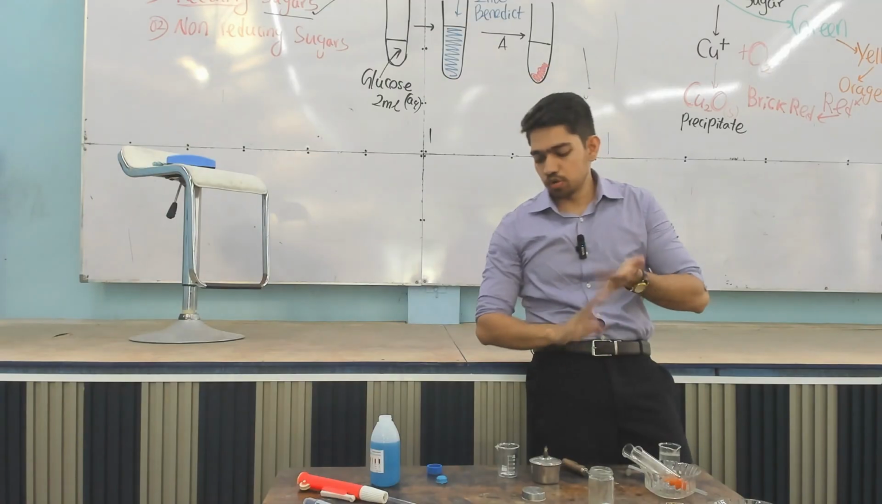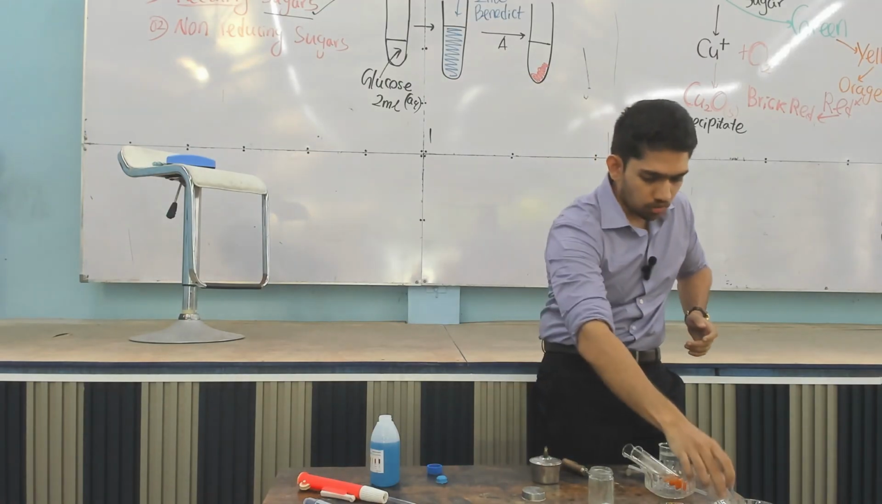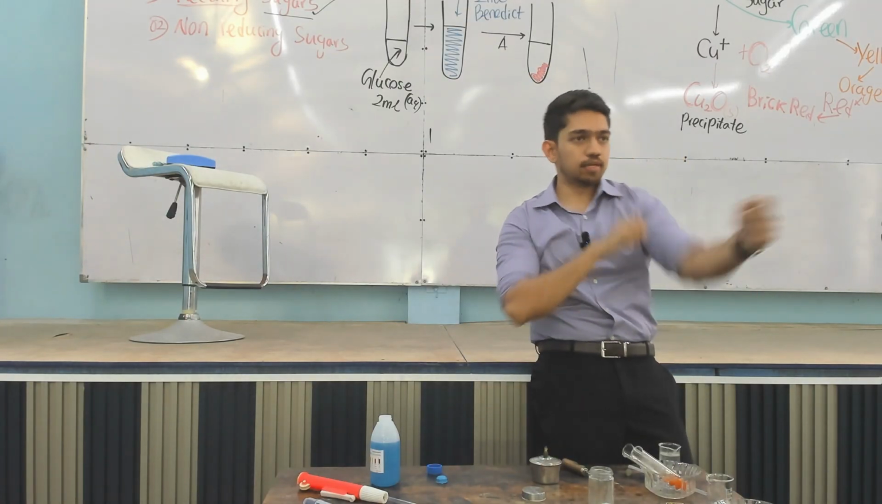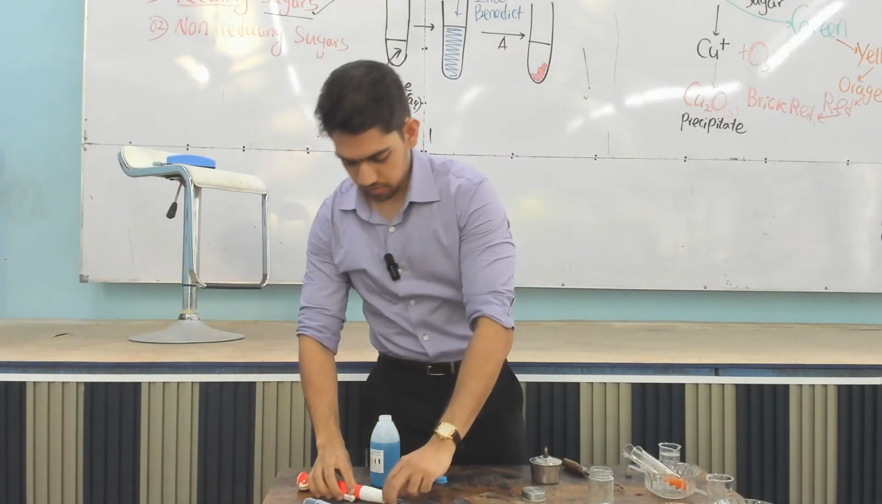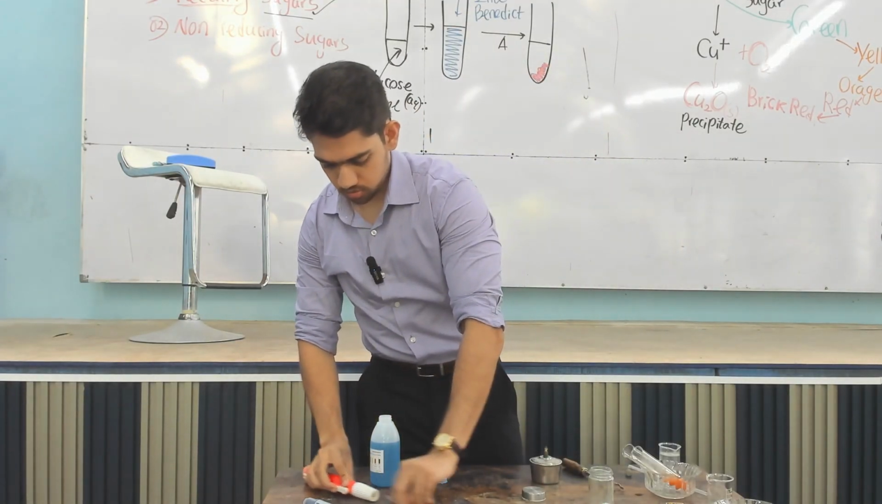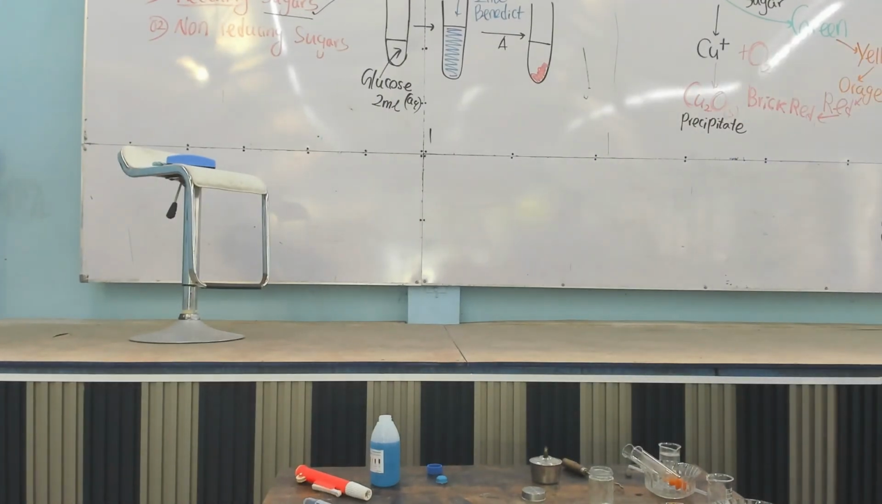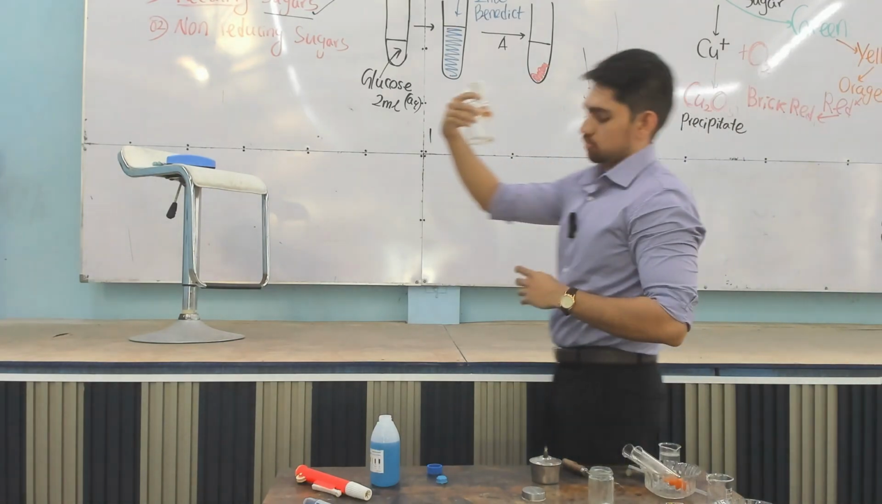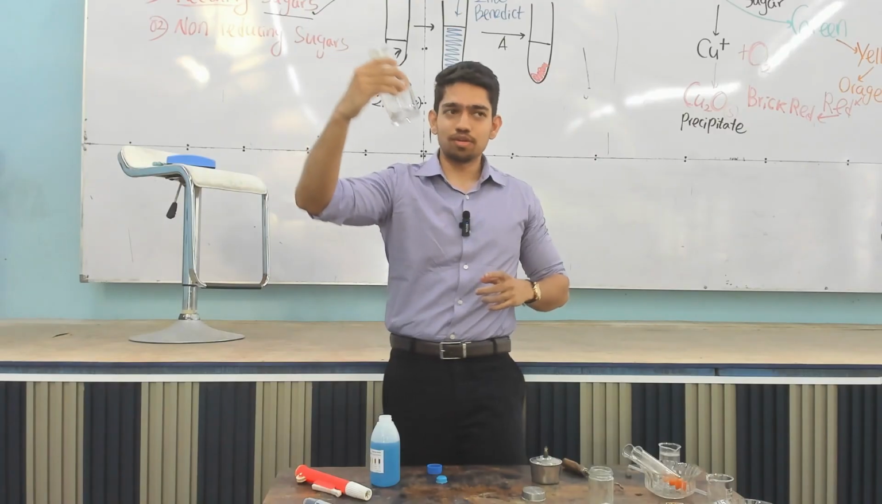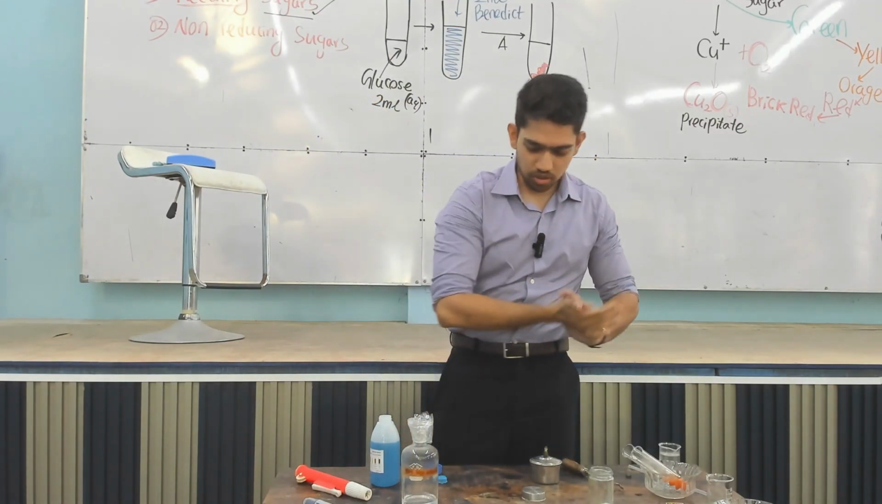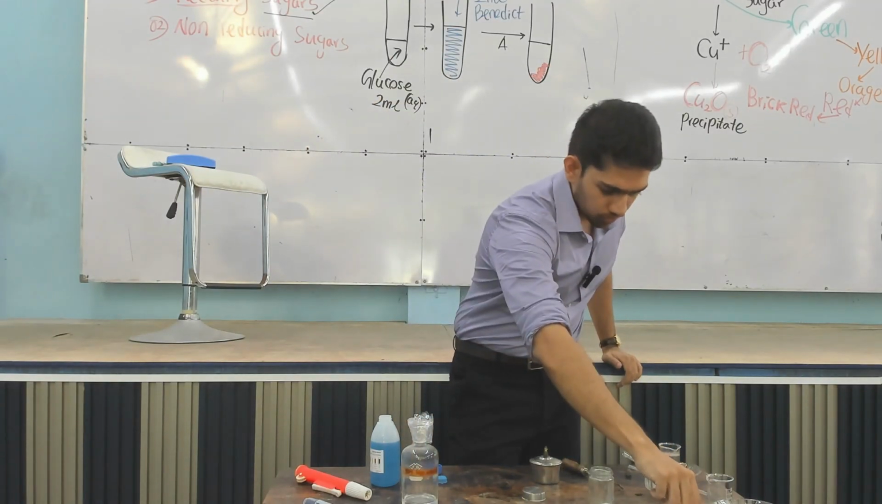Then what else do you need? You need an acid, right? Acids are very hard to find, so I have only a small amount of acid. This is dilute HCl, right? It's not exactly dilute, it's 5M, concentrated.